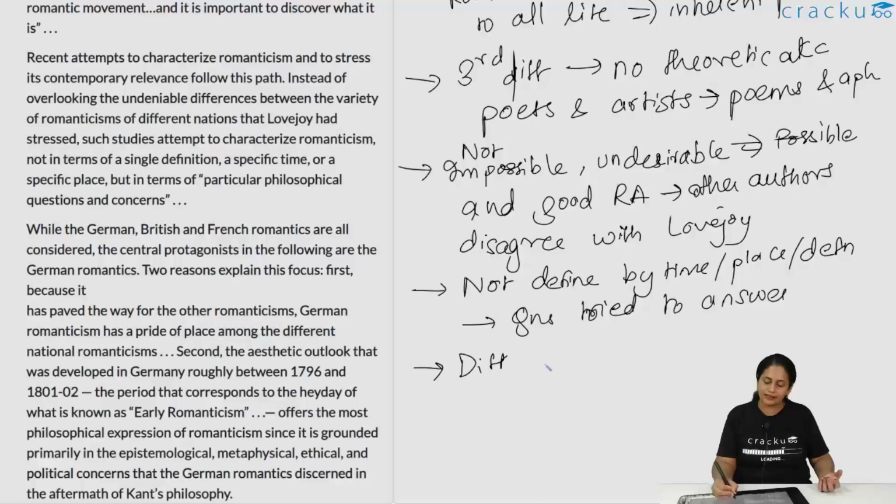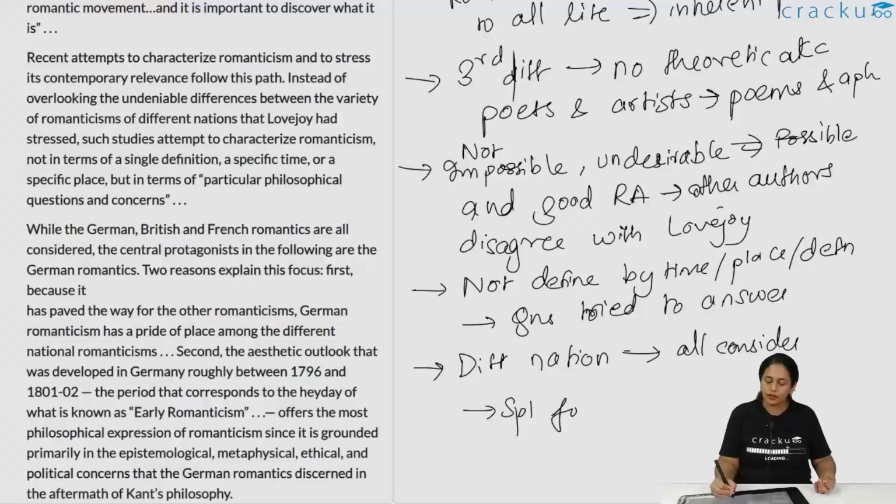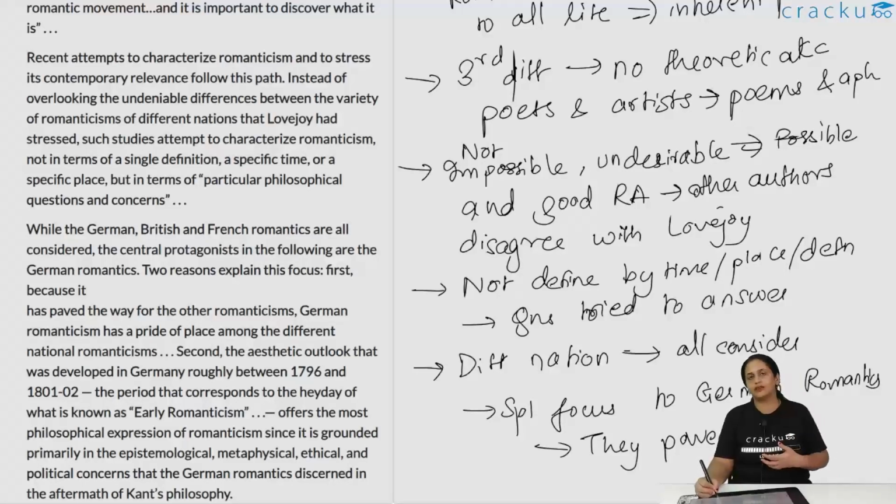Now basically this romantic movement that we want to study has different nations. There are German, British and French romantics as such, and all are considered, but special focus is given to German romantics. Why is special focus given to one nation? Firstly, because they paved the way for others. They were the pioneers, the path breakers, at the vanguard of the movement. So that is why they are studied more. So they paved the way.